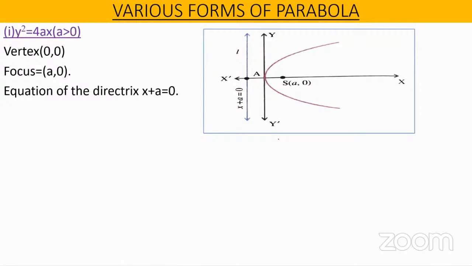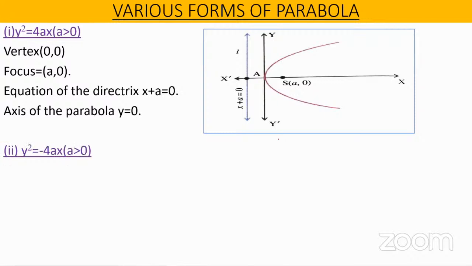The equation of the directrix, which is at the same distance from the vertex as the focus, is x plus a equal to 0. The axis of the parabola is y equal to 0, because the directrix line is perpendicular to the axis, so the y value should be 0. This is y square equal to 4x.